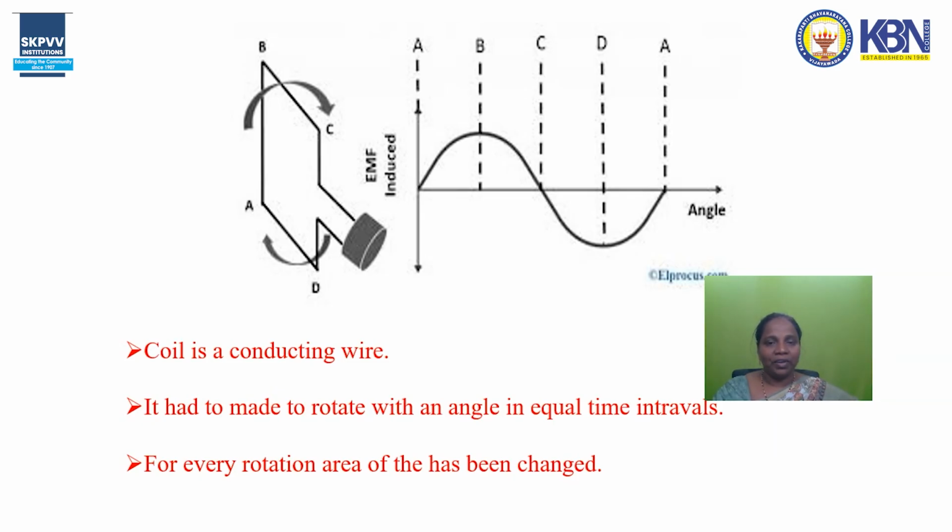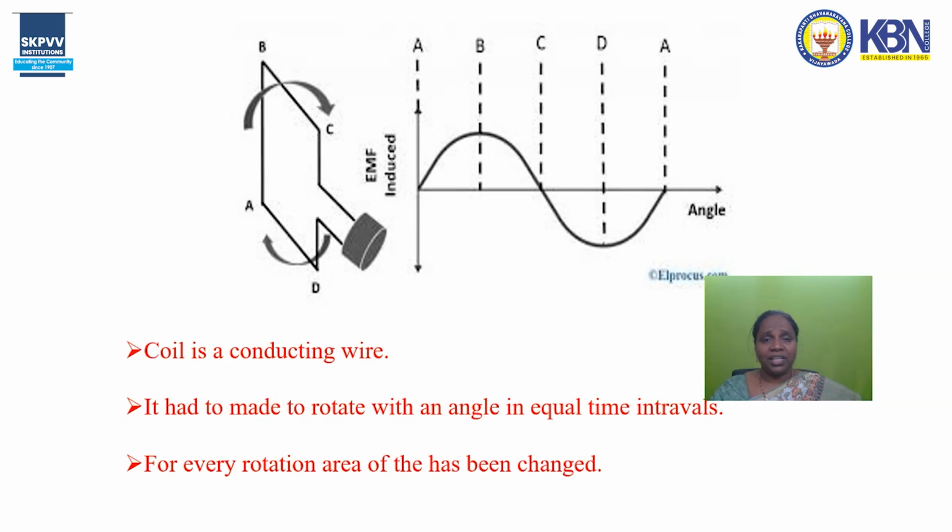Here the coil has been moved from A to B through 90 degrees of angle. In that, the flux is continuously increasing. The coil makes another 90 degrees of rotation, from B to C. Here the flux of the coil decreases, and it makes another rotation from C to D through 90 degrees. Here the flux of the coil is reduced, and again it makes another rotation from D to A through 90 degrees. Here the flux has increased.